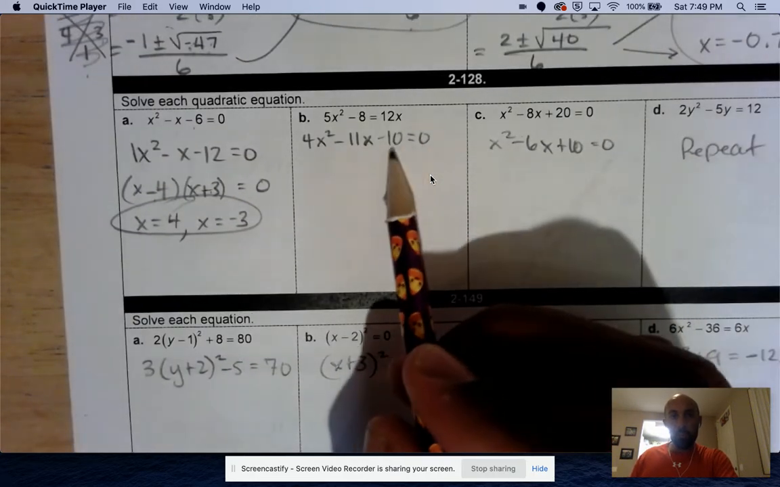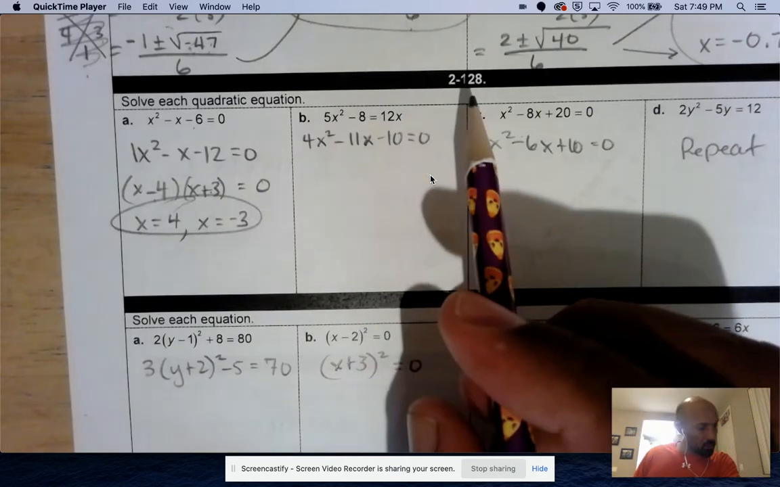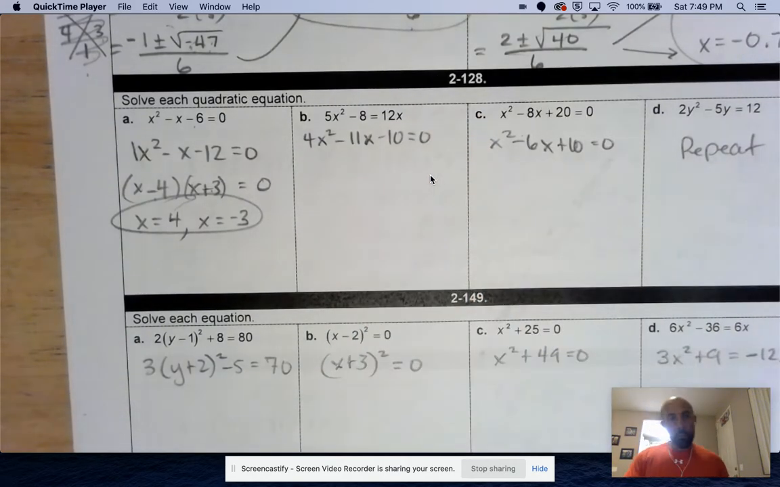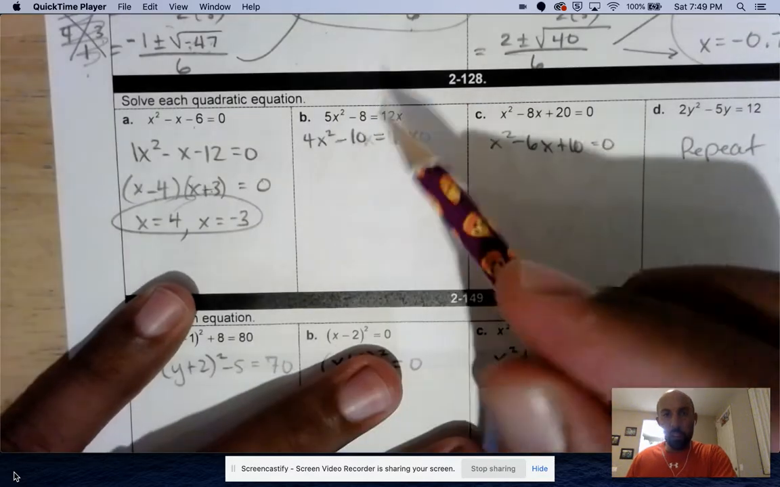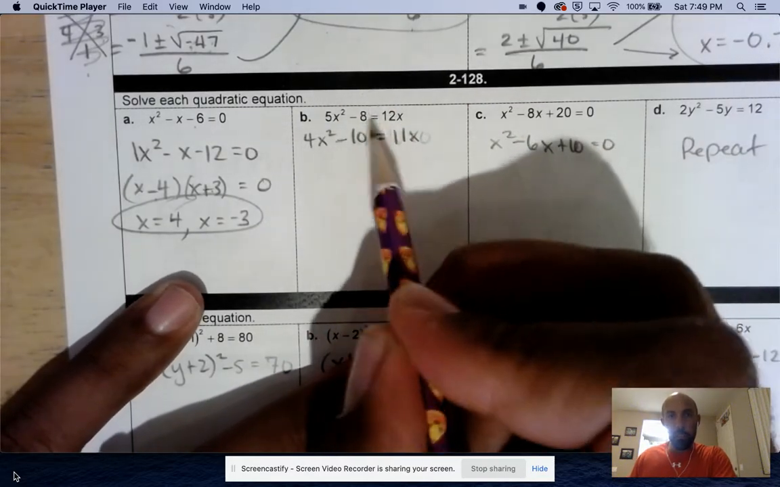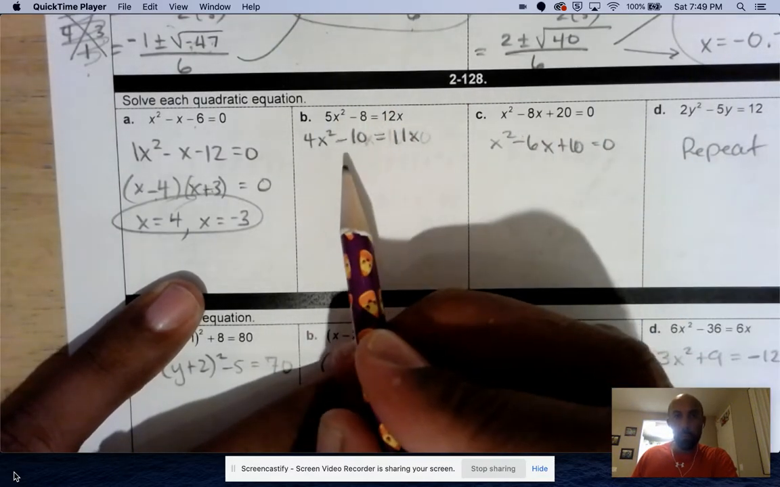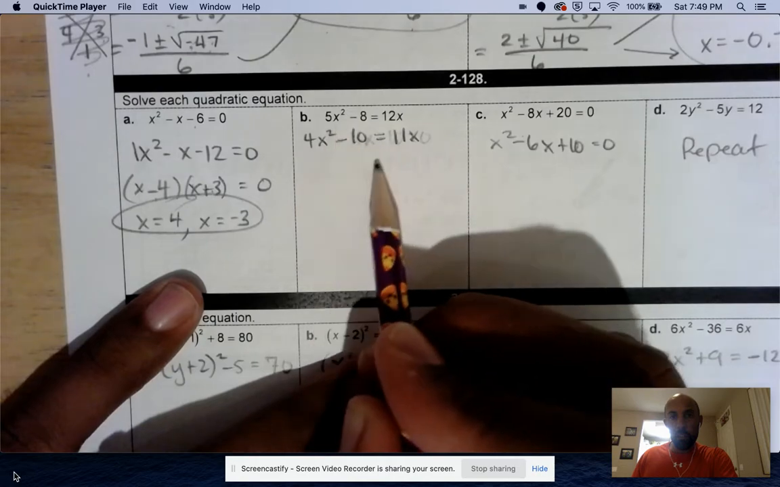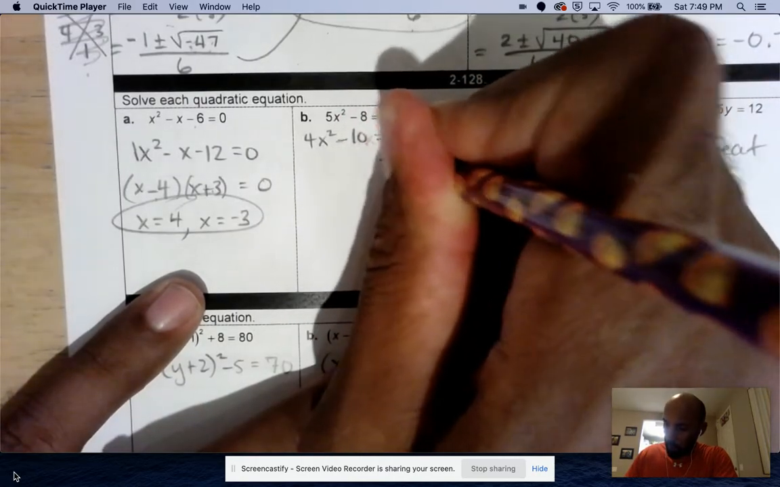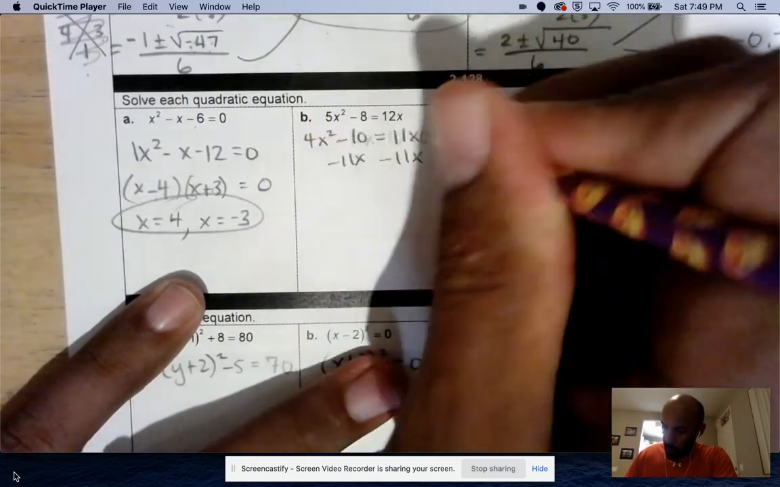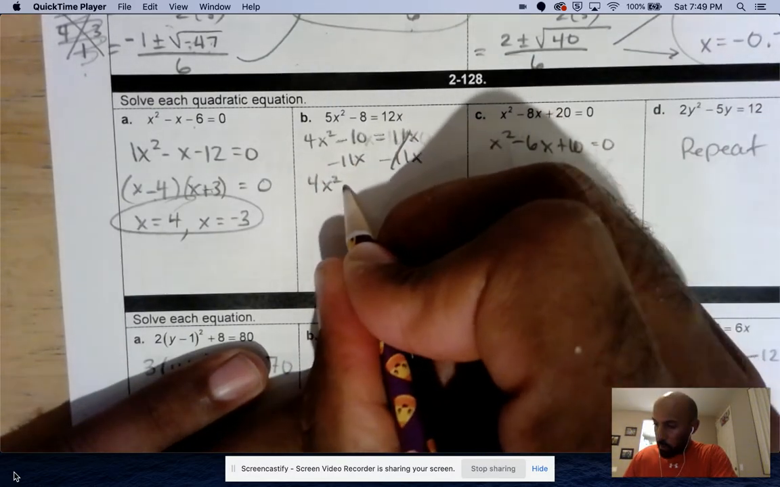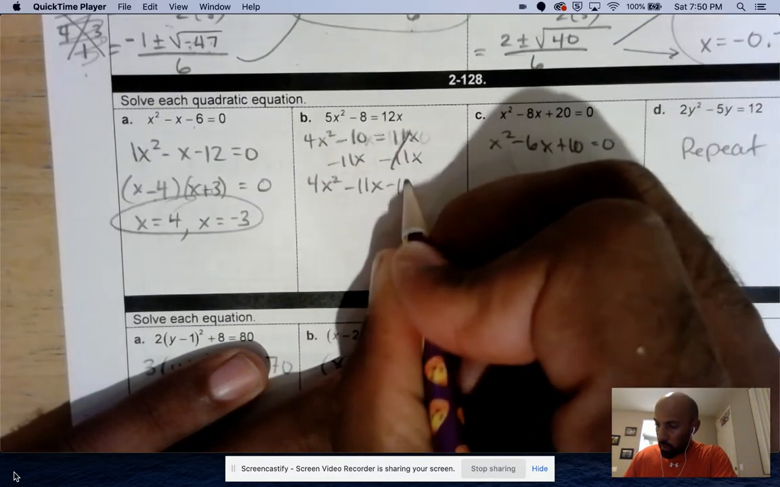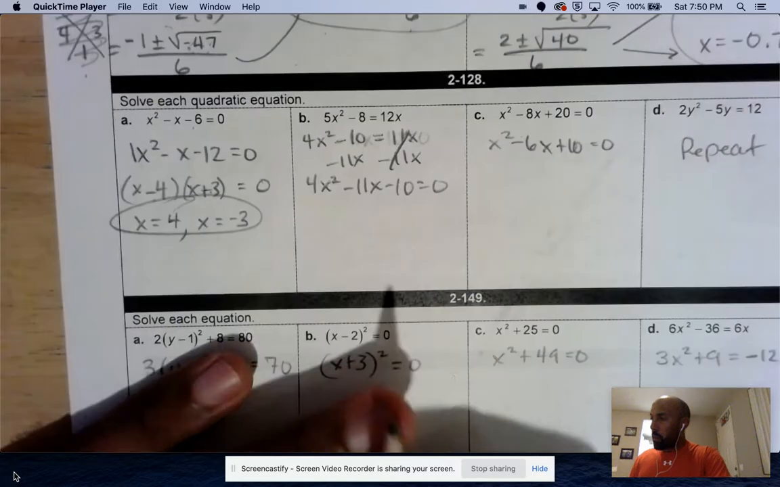Okay, now this one, I think I wrote this one down incorrectly. Okay, so I got it. This is what I wanted to start with because I wanted it to look like that. Okay, so again, I want everything to equal 0. So I'm going to subtract 11x from both sides, and then I get 4x squared minus 11x minus 10 equals 0.